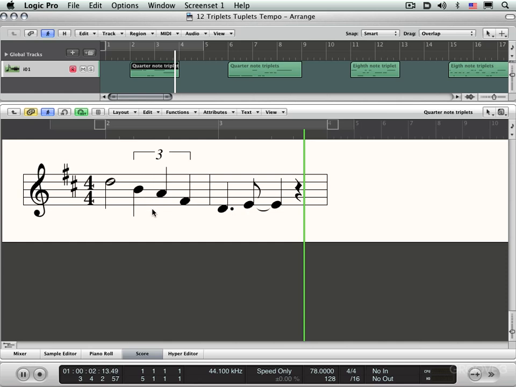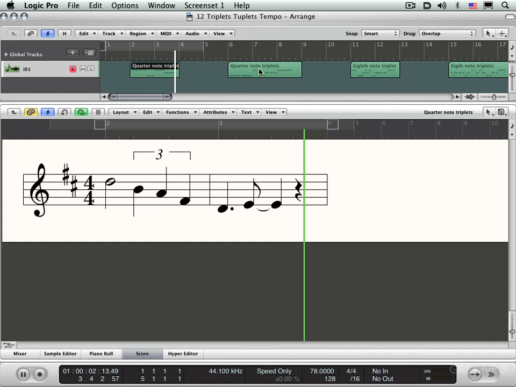And the way we count triplets, with sixteenths, we count 1 e and a. Well, with triplets, there's no conventional phonetic syllables that are commonly agreed on to use, but I like 1 and a, 2 and a for the subdivision to count it.